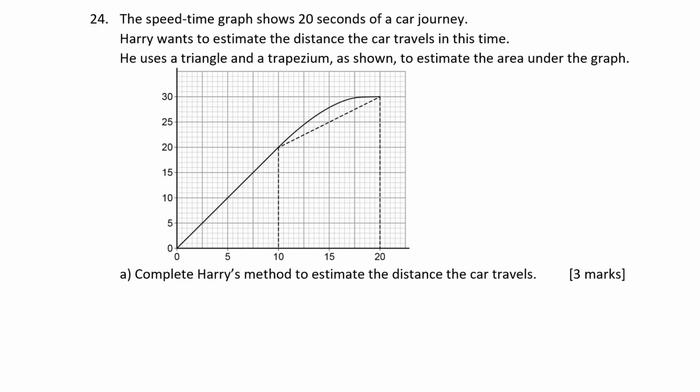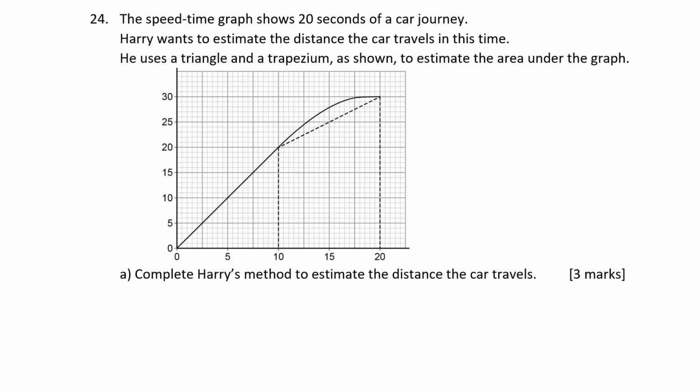Question 24. The speed time graph shows 20 seconds of a car journey. Harry wants to estimate the distance the car travels in this time. He uses a triangle and a trapezium as shown to estimate the area under the graph. Okay, so we've got a speed time graph, and you should know that the area under a speed time graph is the distance travelled, and we need to complete Harry's method to estimate the distance the car travels. So basically we're going to find the area of these two shapes and use it as an approximation as the total area or the total distance travelled.